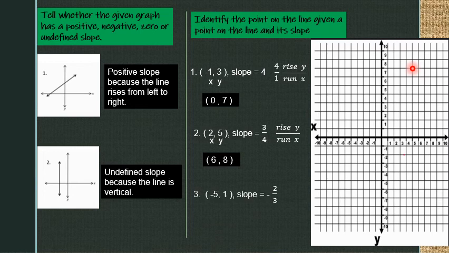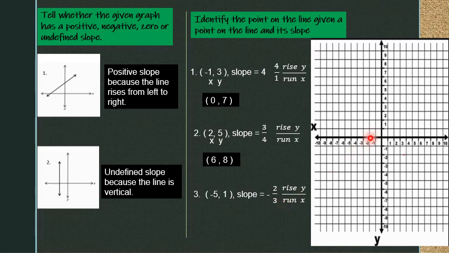And number 3 is negative 5 and 1. Negative 5 is x and 1 is y. So negative 2 over 3, that is rise over run. So rise is 2 and run is 3. Take note of the 3 as negative. So we have the negative slope.